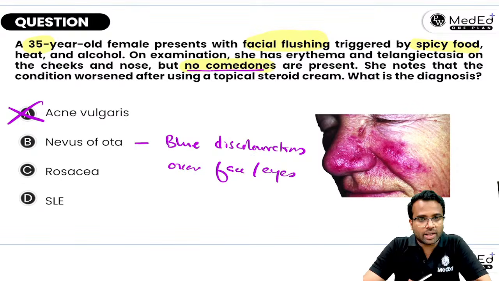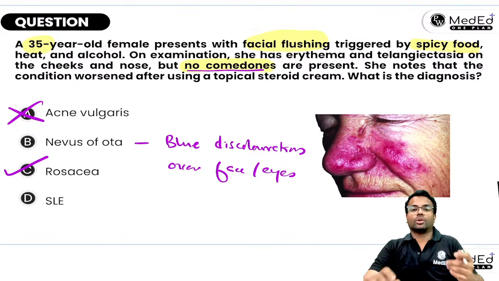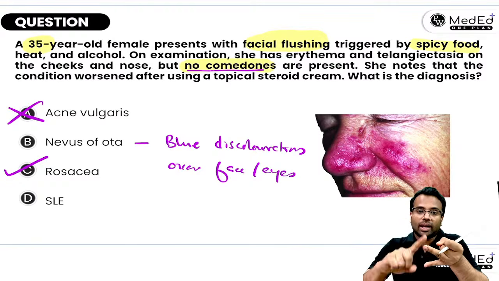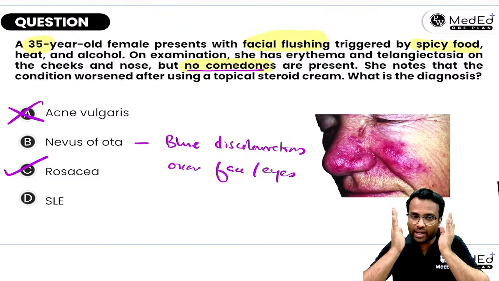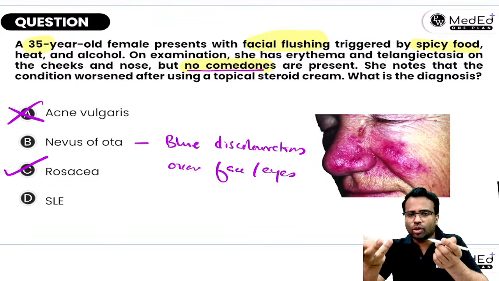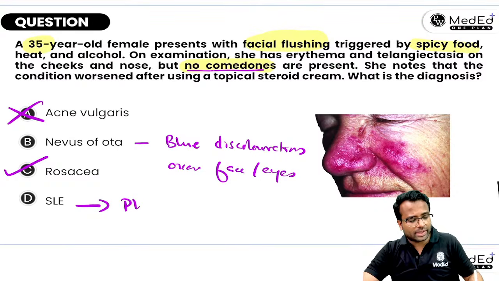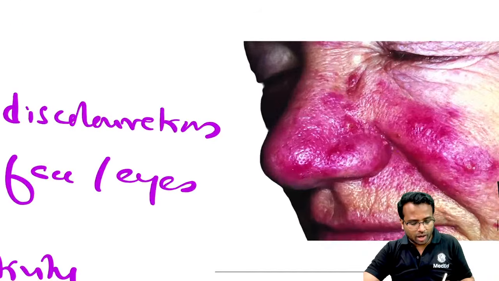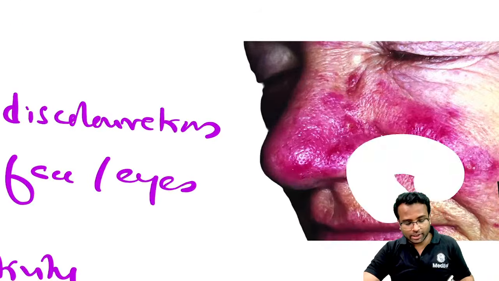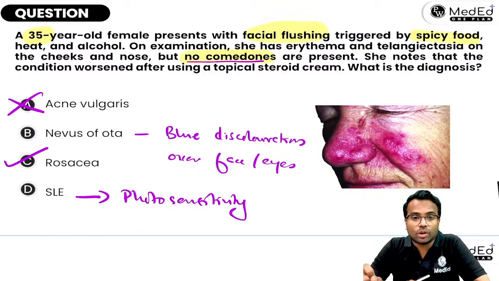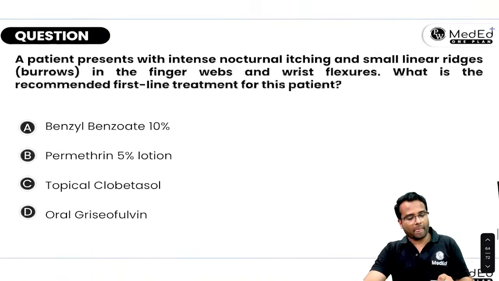Option C is rosacea, and every feature of rosacea is mentioned in this MCQ, which is the correct answer here, right? Because there's flushing in the face triggered by spicy food, alcohol and all, and it is not improving with steroids. The answer is going to be rosacea. And why not SLE? Because in SLE there is no trigger or flushing. If it was SLE, the patient would have said they have photosensitivity, and in the image there could have been some sparing of the nasolabial folds as well, right? So this is not going to be SLE. The correct answer should be rosacea. Next one.